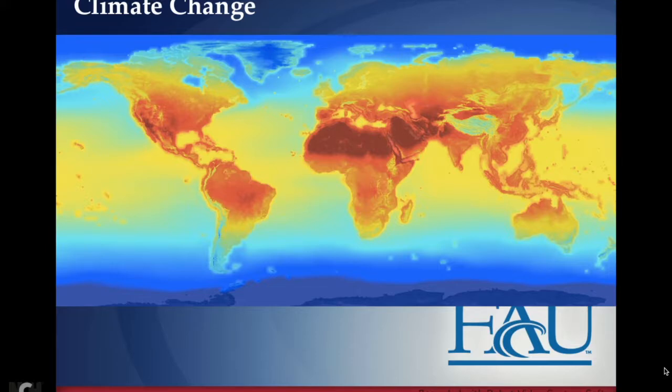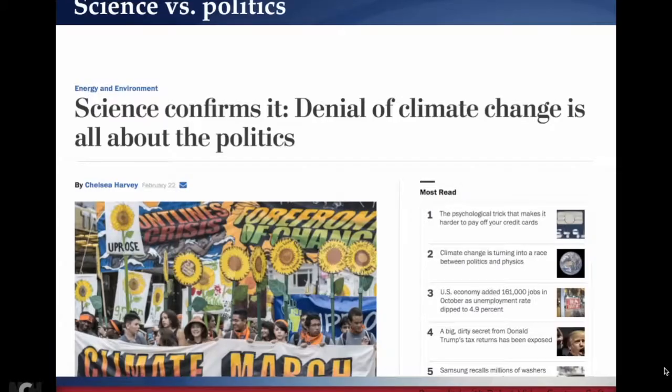So here we see a map of the world, and we could see the increase in temperatures shown here. The darker the color, the hotter the temperatures. And you can see, of course, as you get closer to the equator, the temperatures get warmer, but the temperatures are getting warmer as we get closer and closer to the poles with climate change as well.